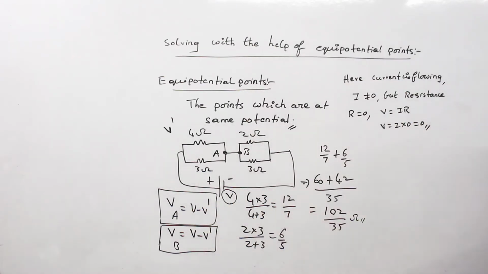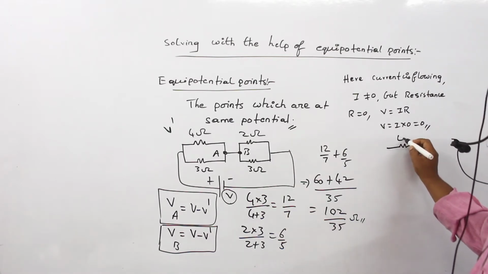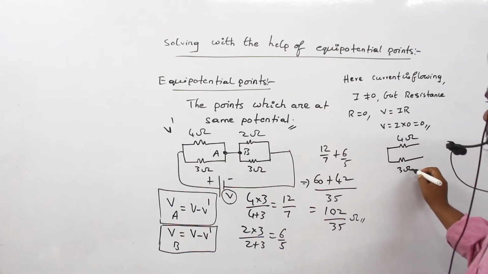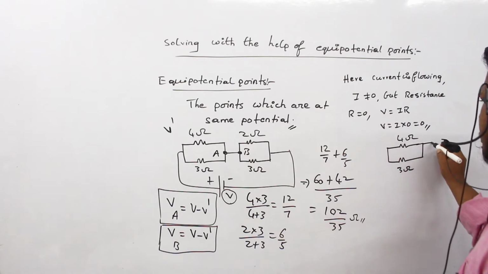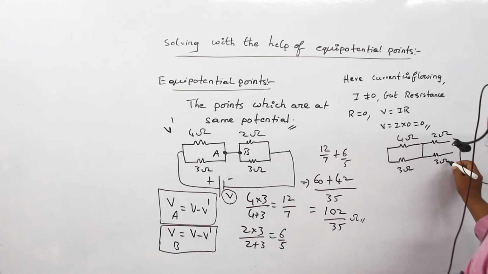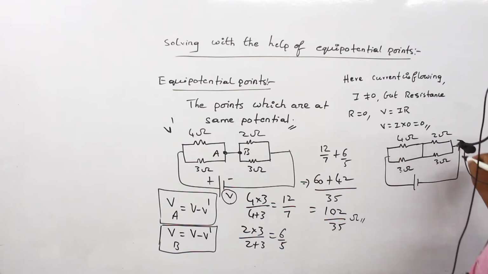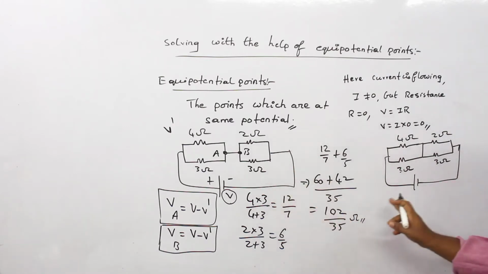So for the same circuit, I can draw it like this also. So this is 4 ohms and this is 3 ohms. Clear? And now I will join both of these points A and B, then my circuit will become like this. So this is 2 ohms and this is 3 ohms. Clear? So this will be my total equivalent circuit.